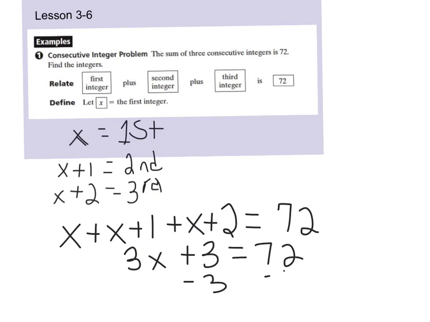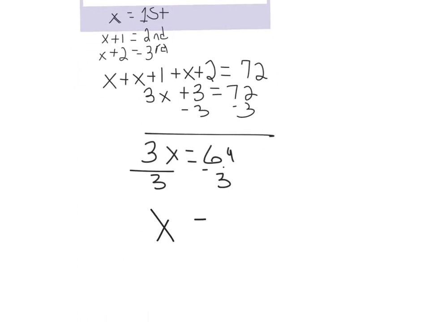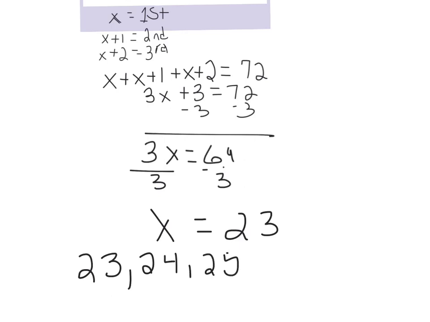We're going to subtract 3 from both sides since we only have variables on one side. And we're left with 3x equals 69. We're going to divide both sides by 3. And we are left with x equals 23. Now that is only our first integer, so we have to make sure we're answering the question, which asks us what are the 3 integers, and they are 23, 24, and 25. Now you can go back and check your work by adding those 3 integers up and hope that they add up to 72. If they do, you know you've done the problem correctly.